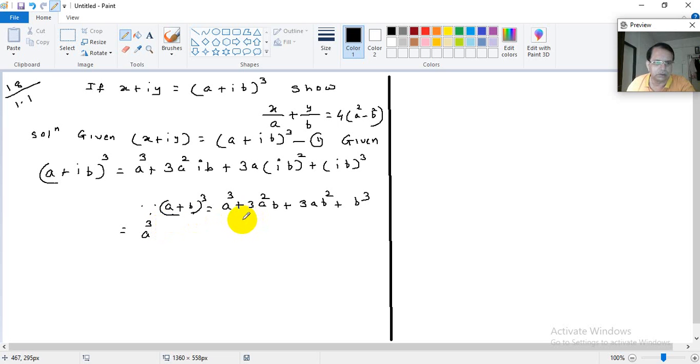So it is what? 3a squared ib. So I can write it as plus 3a squared b into i. Now plus this i b bracket squared, that is, i squared b squared, and the i squared is minus 1. So here this plus sign will not come; see, instead of that plus sign.